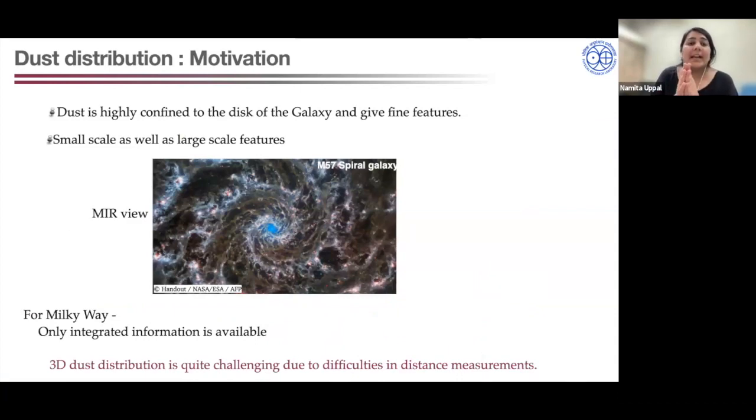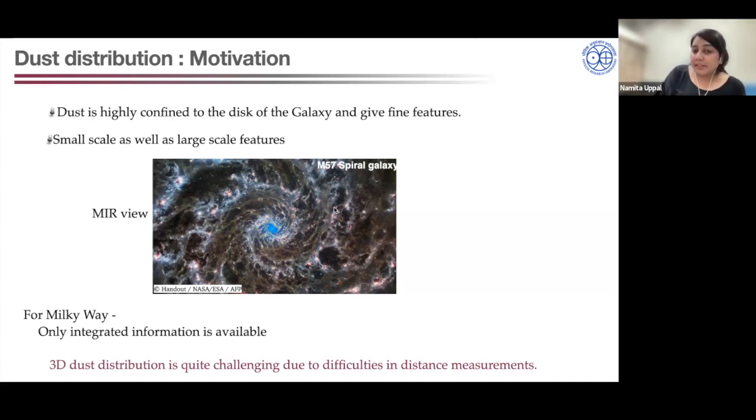We know that the dust is highly confined to the disk of the galaxy, and it can give us the fine structure detail. Like this is an example of M57, a spiral galaxy. This is an external galaxy, and this is its JWST image. So it is a mid-infrared view where the dust is actually emitting. And here we can see that apart from the large scale features, there are also small scale features present in between the spiral arms.